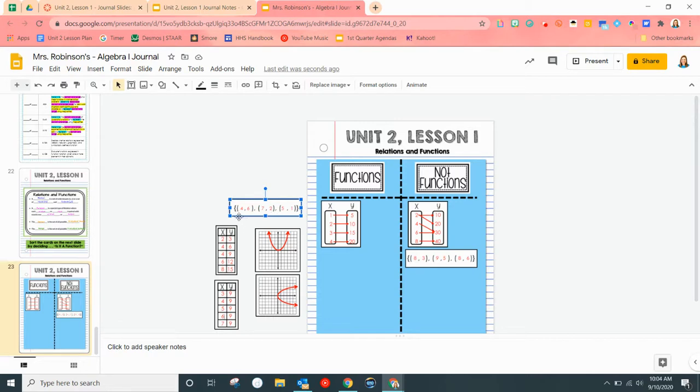So let's look at this one. 4 is paired with 6, okay. 7 is 2, and 5 with 1. I don't have any x values that are paired with more than one y value. So this one is definitely a function. We can put it in the function column.